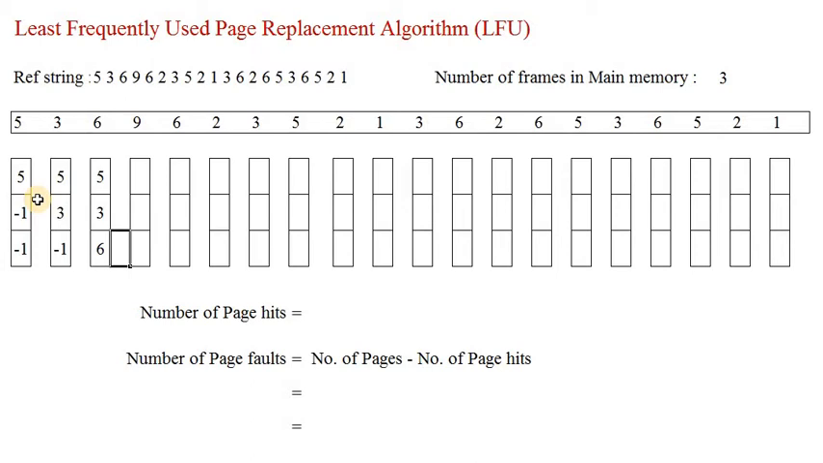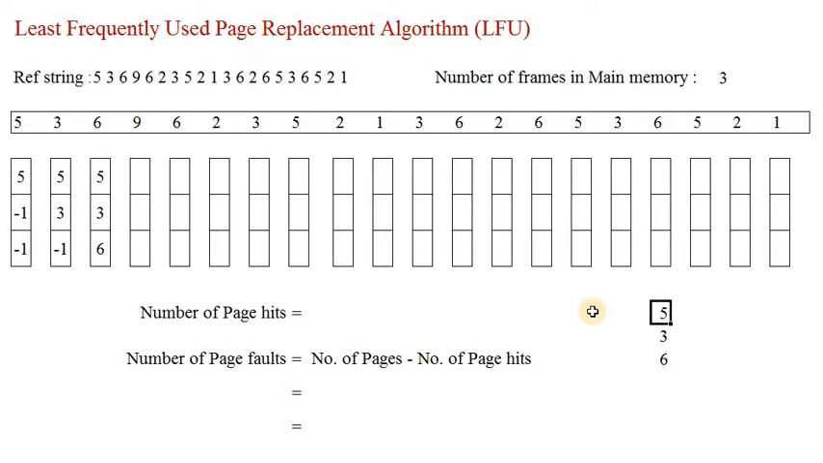How many frames do we have here? 3 only. So for the next iteration, there will be no free memory space available in the main memory. 3 memory frames are available here. Now what should I do? For inserting 9 into the main memory, we apply the least frequently used page replacement algorithm. For applying this LFU algorithm, first of all, we need to maintain one thing here. Let me write here: for 5, for 3, for 6.